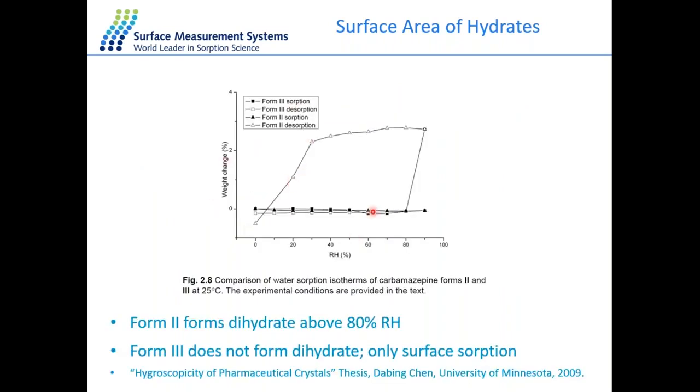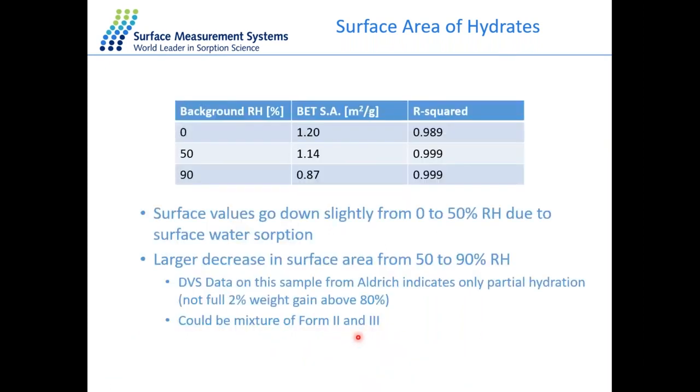Here's some DVS data, just looking at the water absorption of two different forms of carbamazepine. Form 2 forms a dihydrate. Form 3 does not. I'm sorry, yes, Form 2 forms a dihydrate above 80% relative humidity, where Form 3 does not. So we bought some carbamazepine from Sigma Aldrich, and we measured the surface area at 0, 50, and 90% relative humidity.